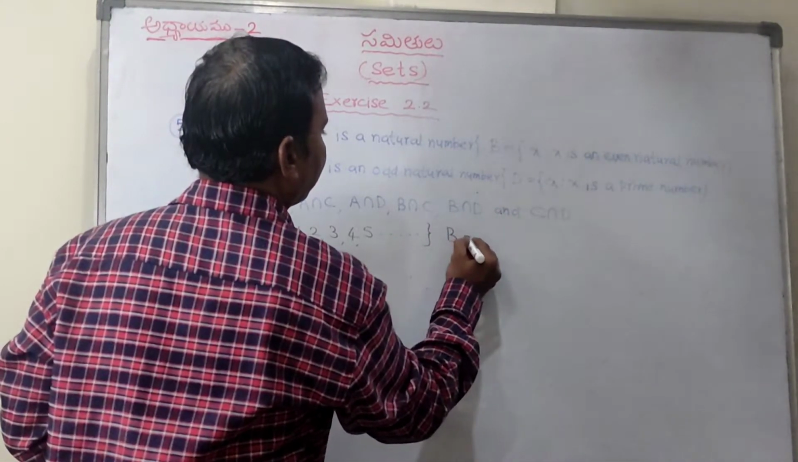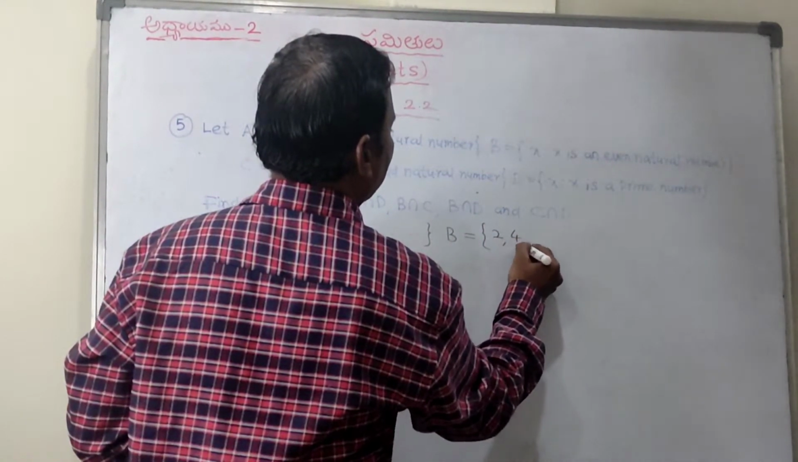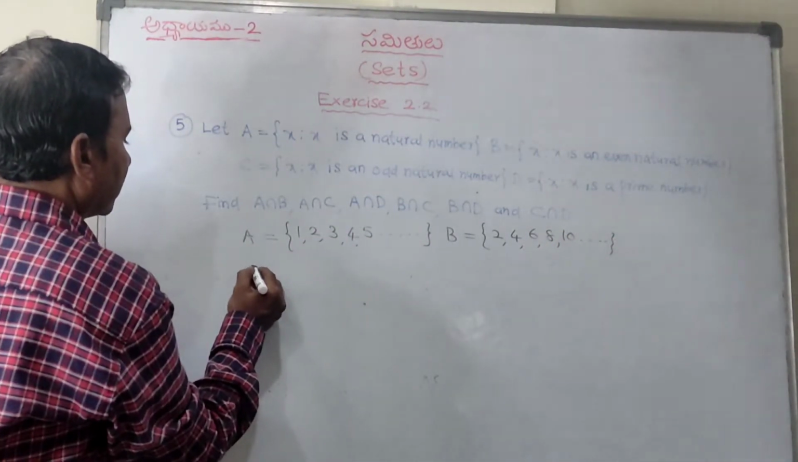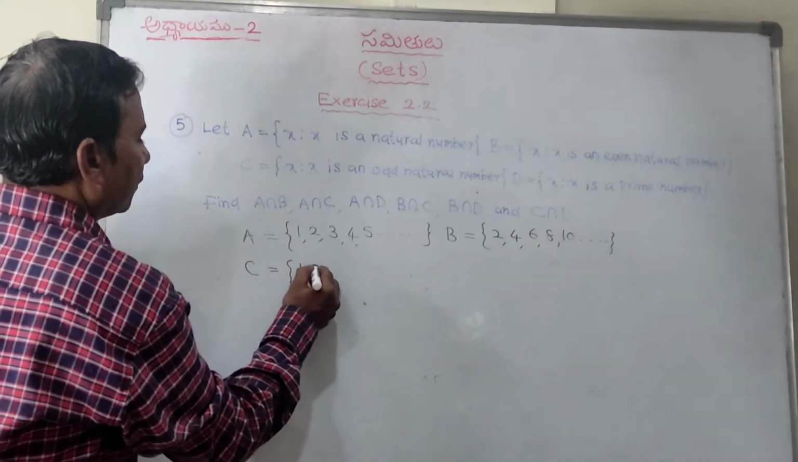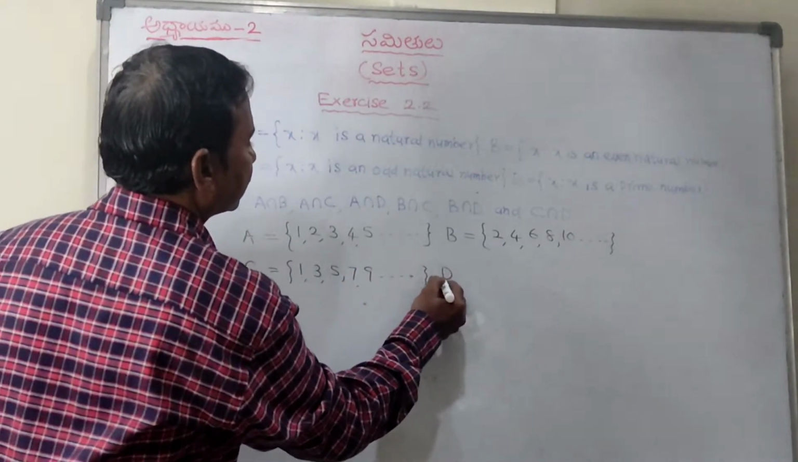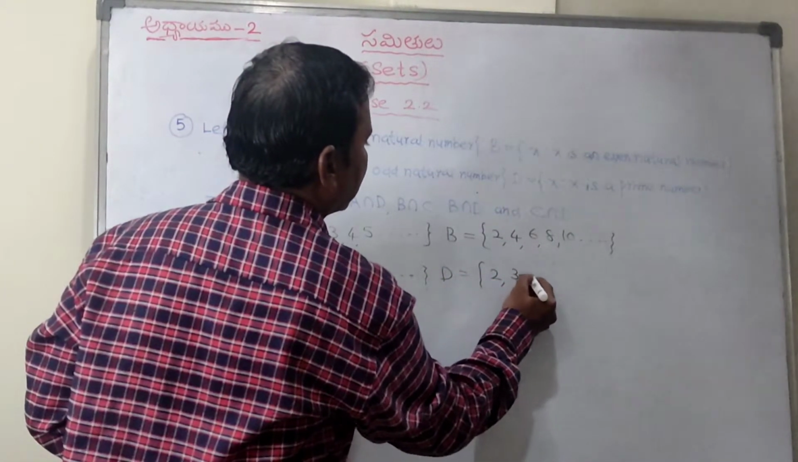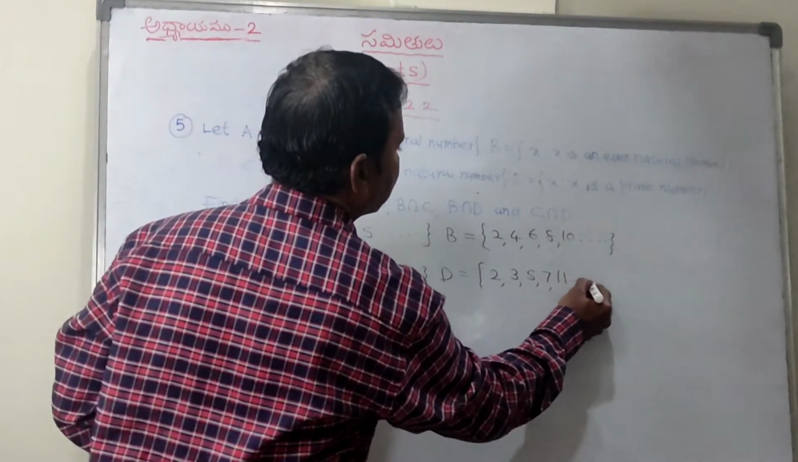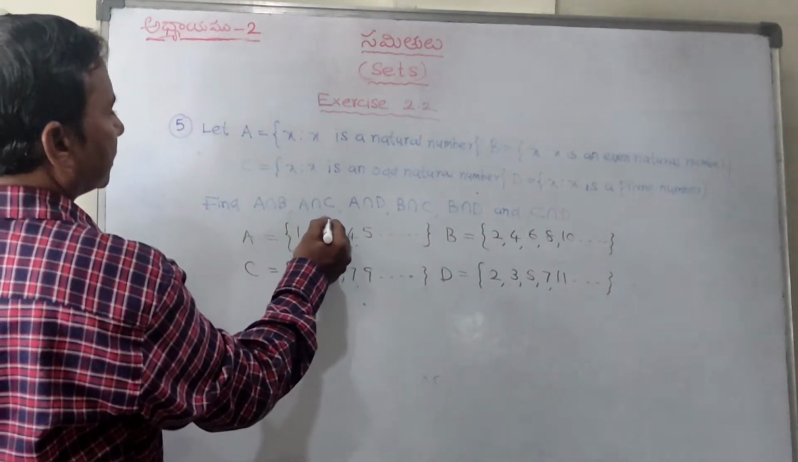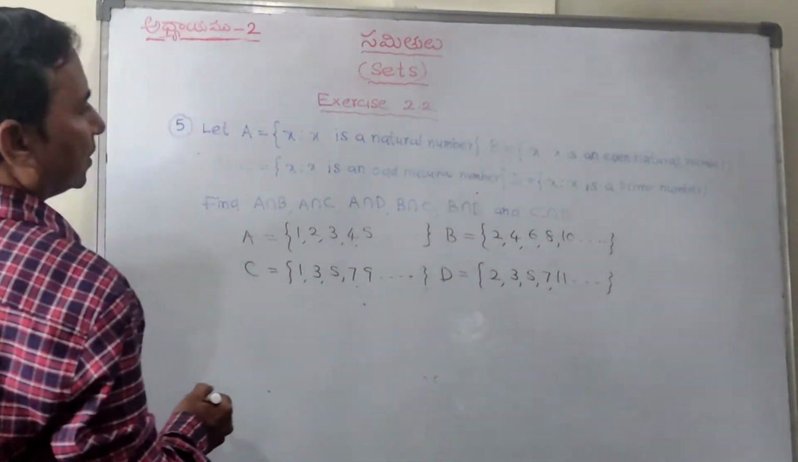And B is even natural numbers. Even numbers are 2, 4, 6, 8, 10, so on, like that you will get. And what are the odd natural numbers? 1, 3, 5, 7, 9, so on, it will be there. And the last set is given, prime numbers. Prime numbers are 2, 3, 5, 7, 11, so on, like that. Now he is asking to find what is A intersection B, A intersection C, A intersection D, B intersection C, B intersection D, and C intersection D.